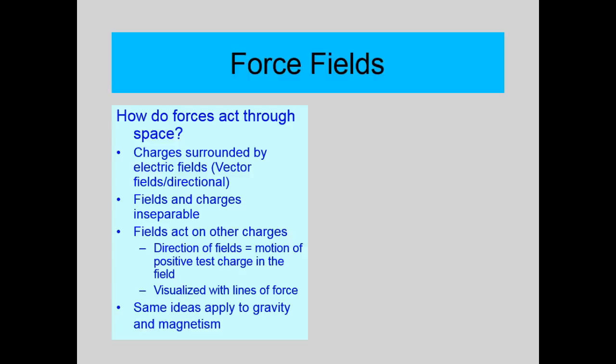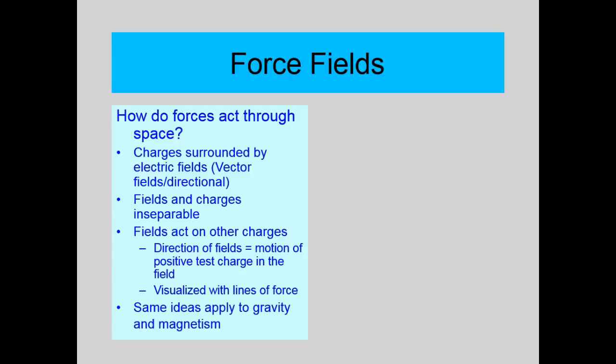Well, this is a construct, kind of a model, but it seems to work. Charges are surrounded by what we think of as electric fields. What in the world are electric fields? They're vectors in nature, meaning they have direction to them. And they point in some direction. They're not things that are actually touching, but fields that surround them. The fields and the charges are completely inseparable. Just like gravitational field and masses are completely inseparable.